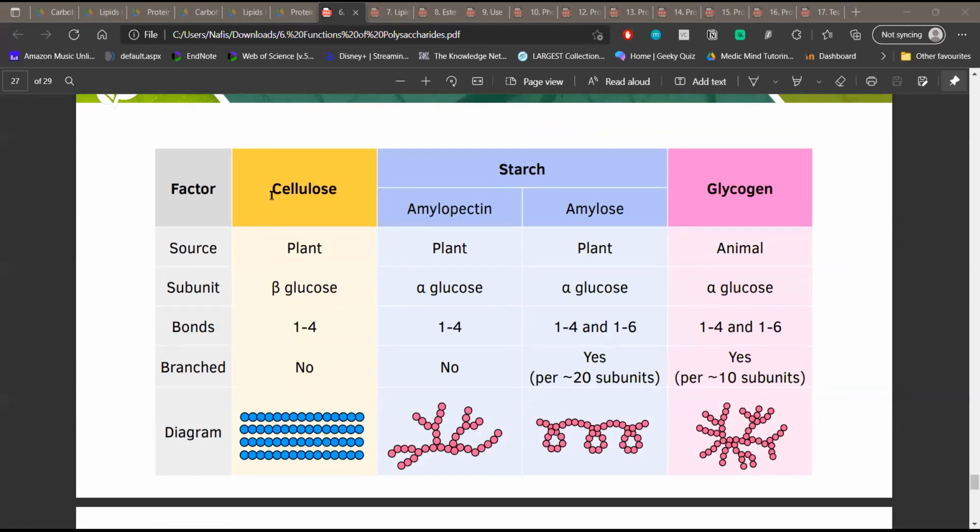Now, a bonus point. I don't know how many people know this. Why can't humans properly eat plants? Why do we find plants very chewy?